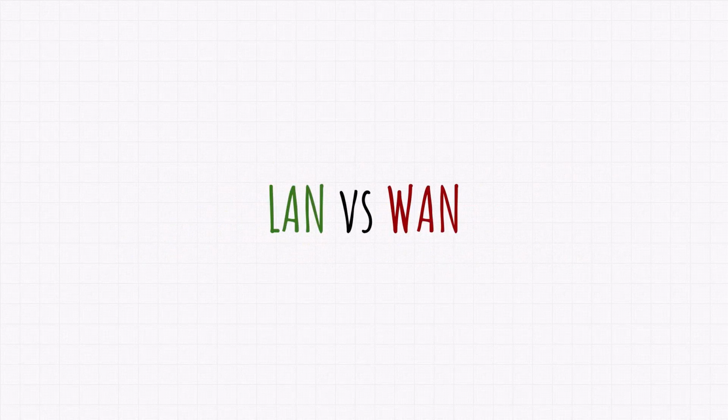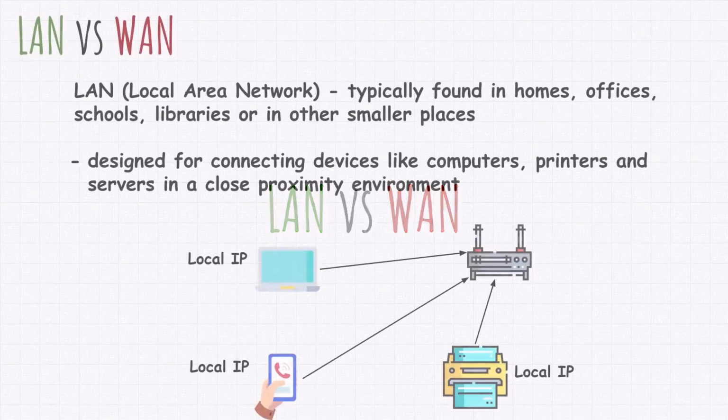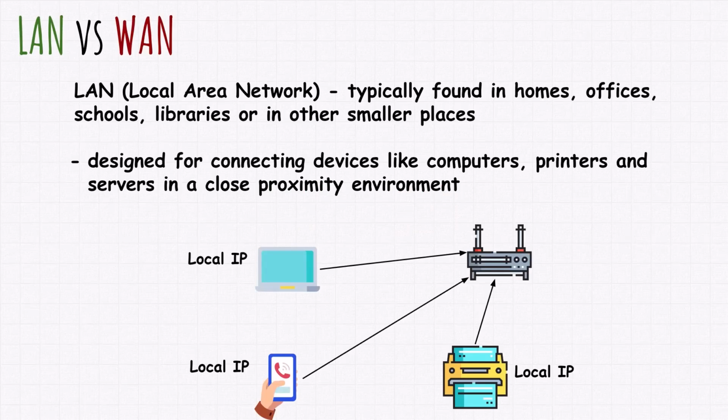Alright, I want to talk a little bit more about the two most common types of networks, which are local area network and wide area network. Do you remember from the last video what LAN and WAN are? LAN, we said, is local area network. This is typically found in your homes, offices, schools, libraries, or generally in smaller places. It is designed for connecting devices like computers, printers, and servers in a close proximity environment.